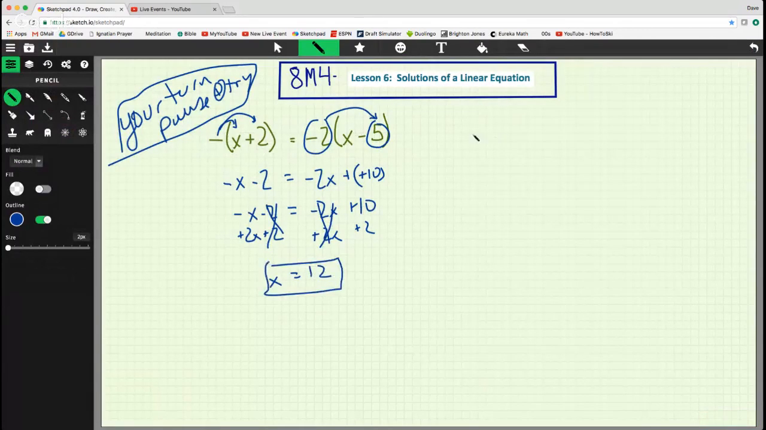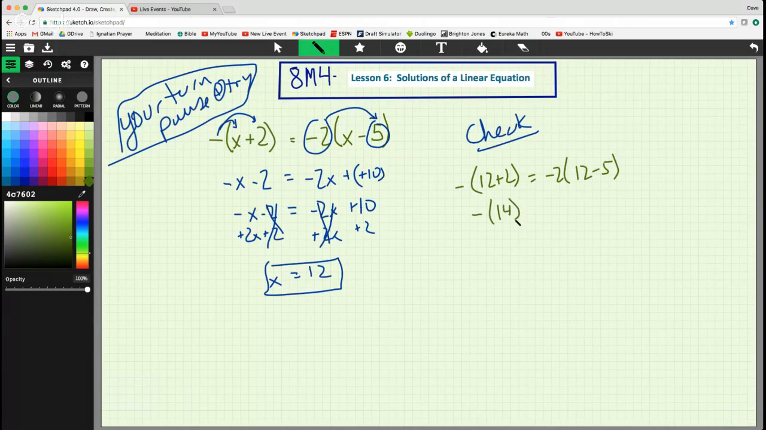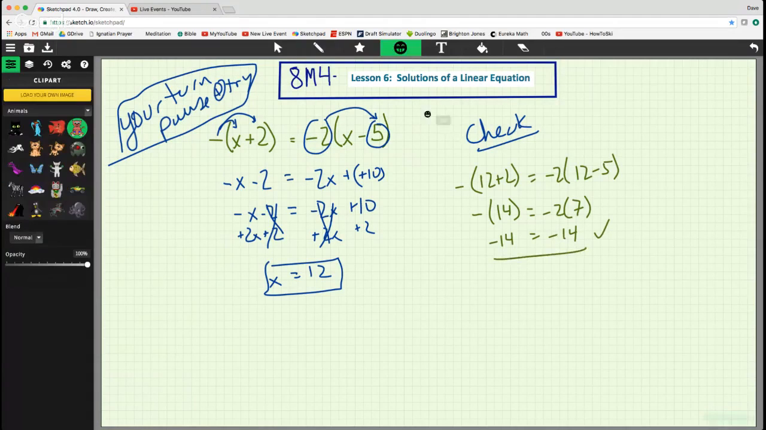12. Who remembered to check their answer? Let's check it in green. Negative 12 plus 2. Does that equal negative 2 times 12 minus 5? Well, let's see. Negative 14, which equals negative 14, equals negative 2 times 7. Well, negative 2 times 7 is negative 14. Check.